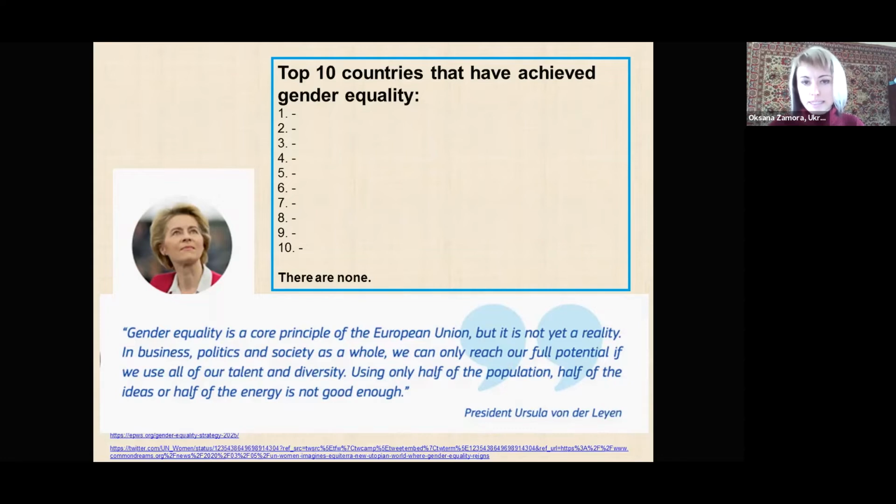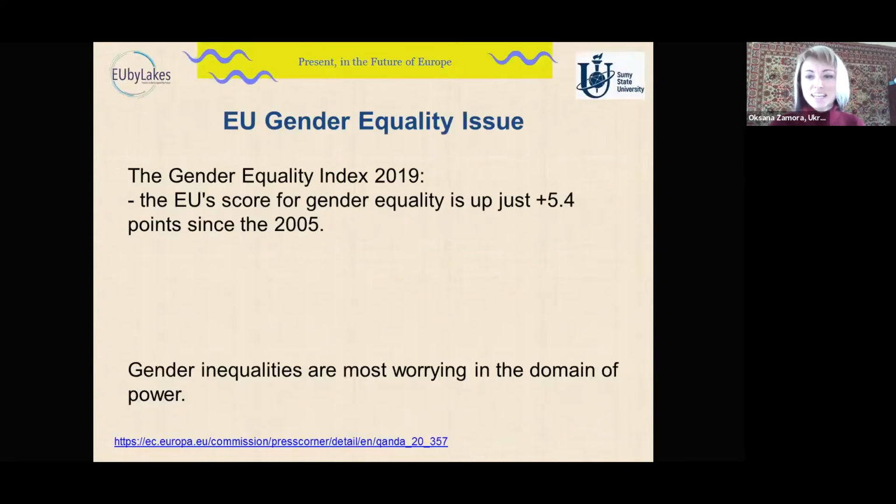Now we will see the statistics. I'm a scientist, so a little bit of it. There is a European Union Gender Equality Index. You can find it online. It's updated annually. Here you see the data of 2019.